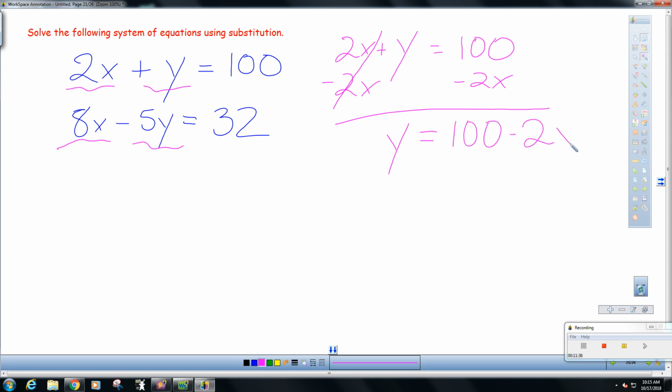Now, this equal sign is very powerful. Okay? That means anywhere I have a y in this one, I can take out the y and put in 100 minus 2x.